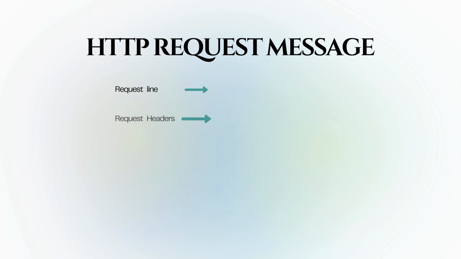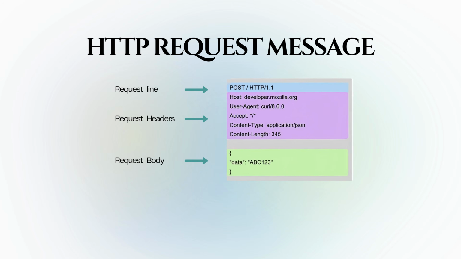An HTTP request consists of three parts: the request line, request headers, and optionally, the request body. The request line includes the HTTP method, the request URI, and the HTTP version. The headers are key value pairs that pass additional info to the server, like host, user agent, accept, cookie, etc. The body is only included in methods like POST or PUT and contains data to send to the server. It is separated from the headers by a blank line.